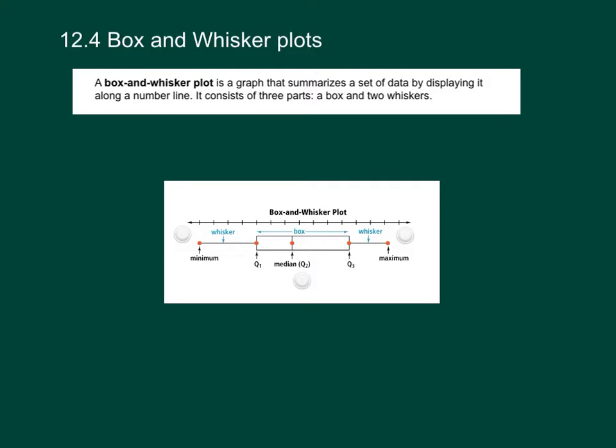Hello, today and tomorrow we're going to be doing box and whisker plots. Today we're going to read box and whisker plots. A box and whisker plot is just a graph that summarizes a set of data by displaying it on a number line. It consists of three parts: a box, which is right there in the middle, and two whiskers, so like a cat.